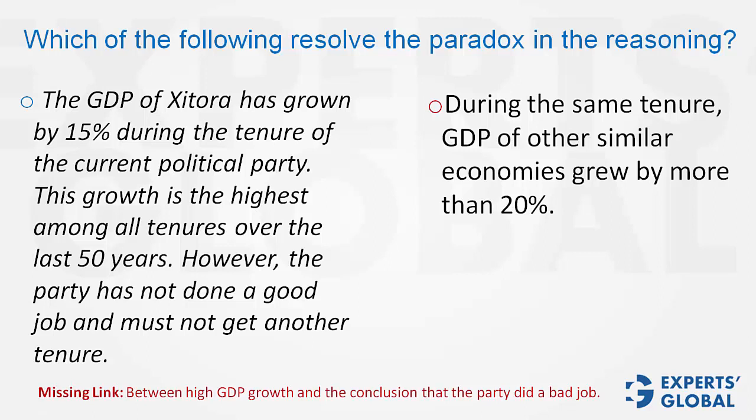And therefore, now come to think of it, 15% may be the highest in 50 years, but if other similar economies grew by even higher, 15% may not be a good enough number. In simple words, this answer choice is suggesting that 15% is not a good enough number. The party should have done a better job, and therefore this answer choice is also able to resolve the paradox.